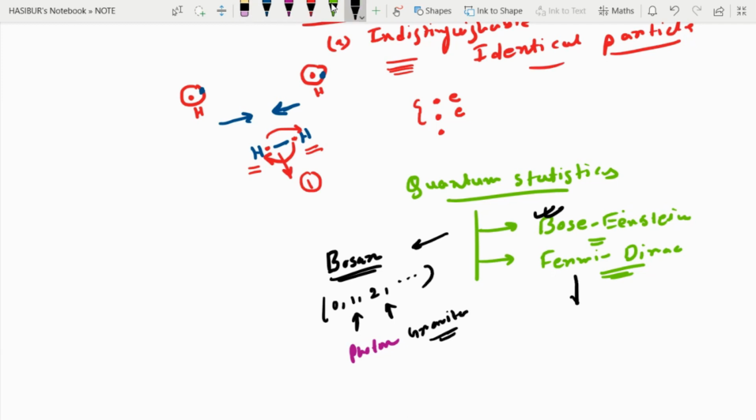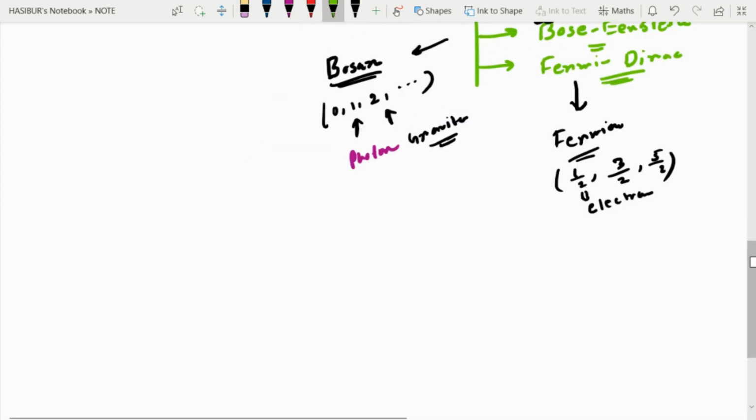Now, Fermi-Dirac statistics is followed by fermions, and these have half-integral spin, like 1/2, 3/2, 5/2. The electron has spin 1/2.